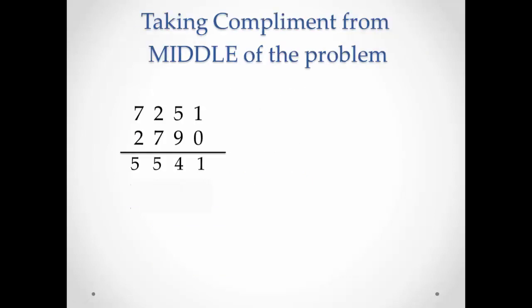Taking the complement from the middle of the number. Here the two numbers are 7251 minus 2790. Initially I've taken the differences, and 5541 is the difference I've got. Now if you look at the question, the last column, that is 1 minus 0, is a normal subtraction. There is no need for any complement or getting into or out of the complement. So I have directly written 1 as it is in our answer.